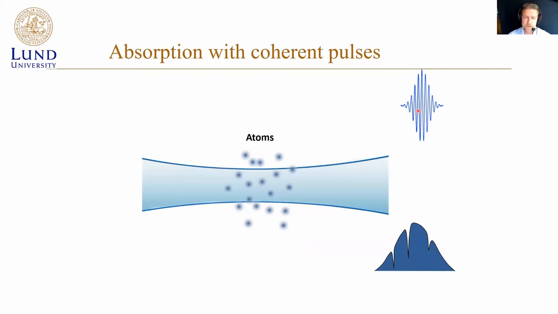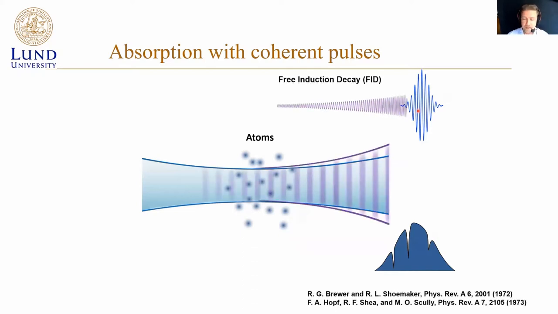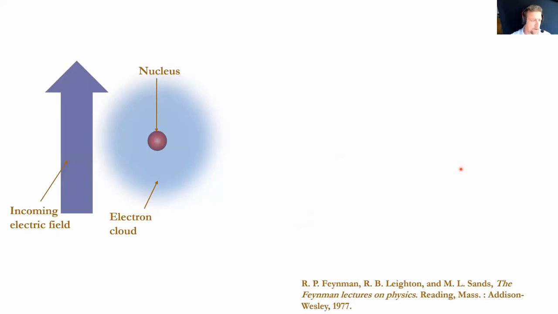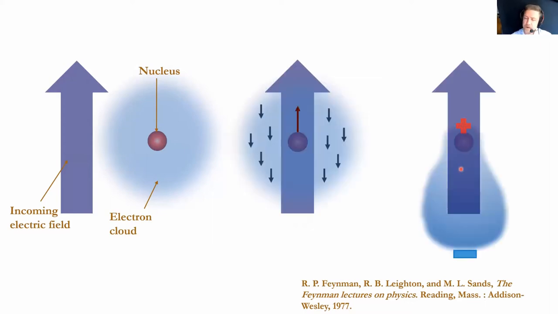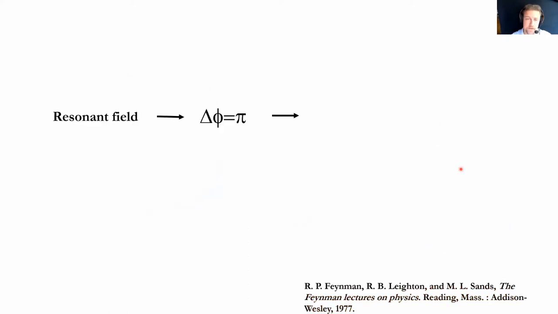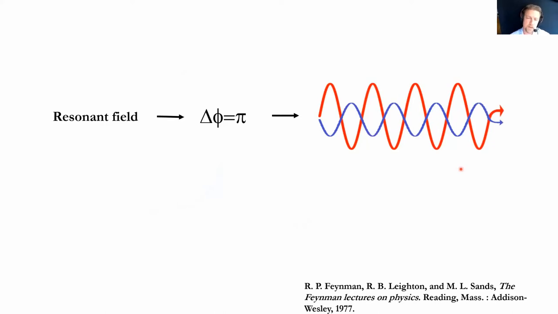Well, absorption really is emission of light by the atoms. So they absorb the light and re-emit, but they re-emit the light out of phase. This has been called free induction decay and was demonstrated in the 70s for visible light. Now we move this onto XUV light. The way it works from a Feynman description is that we have the incoming electric field, we have our electron cloud, we will distort this, creating a dipole. And this dipole will then ring and emit light for a long time after the excitation. If we're exactly on resonance, there will be a phase shift between the incoming light and the re-emitted light that is exactly pi. That means that these will cancel each other out and we get what we know as absorption.